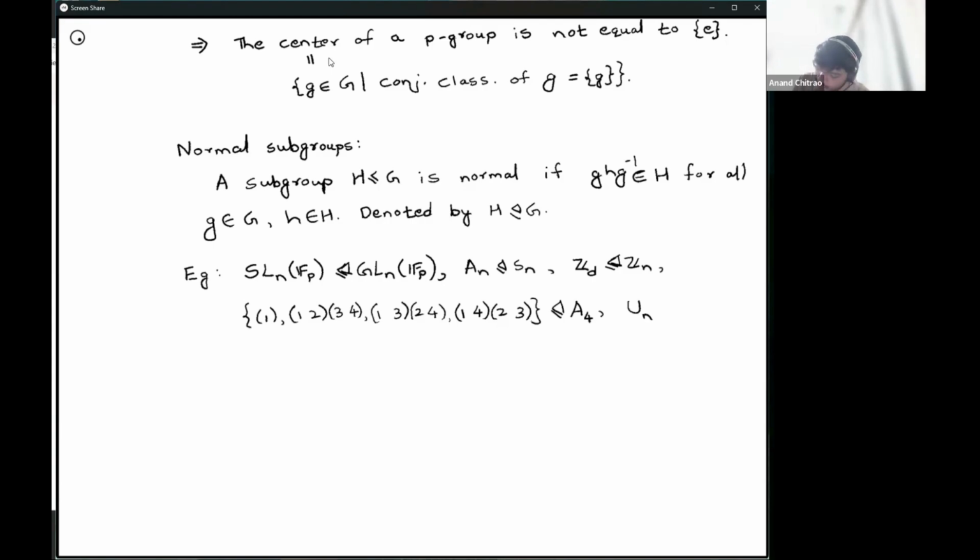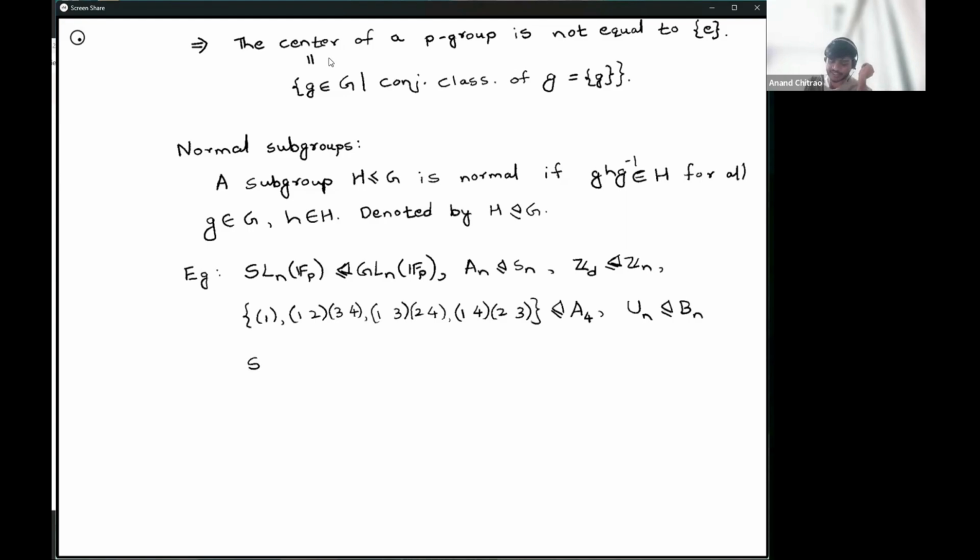Then UN, which appeared in the matrix groups, is a normal subgroup of BN. Try to check all of these. I'm just giving you a list of pairs. Try to check whether this is true. And let me know in the next lecture if you have any doubts regarding any checks from this lecture.